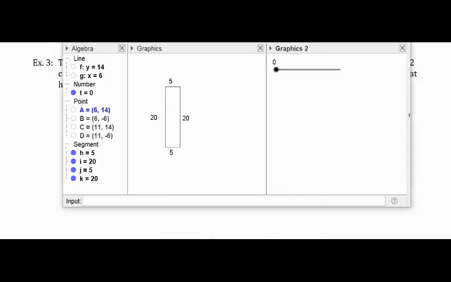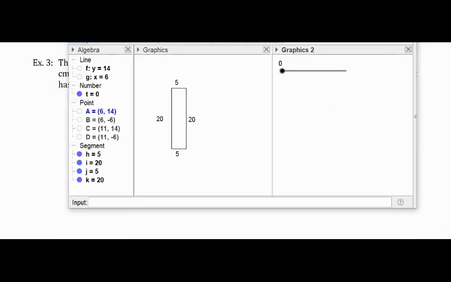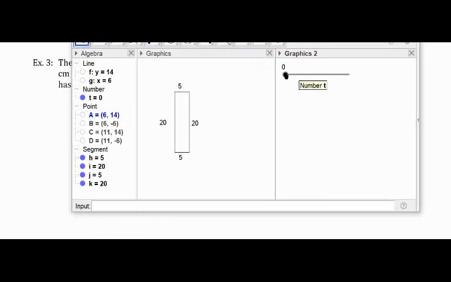It doesn't say what the dimensions start at, so I just picked a couple, but we can see what happens as I drag this slider. The length, which is these two guys, is decreasing, and they start at 20. When the length decreases to 18, the width has increased to 6. So I can see that one is decreasing and one is increasing, and eventually they will approach a square.